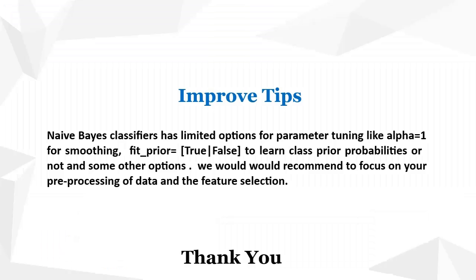We will improve some features. The NaiveBayes classifier has limited options for parameter tuning, like alpha equals 1 for smoothing, fit_prior equals true or false, to learn class prior probabilities or not, and some other options. We would recommend focusing on pre-processing of data and feature selection.